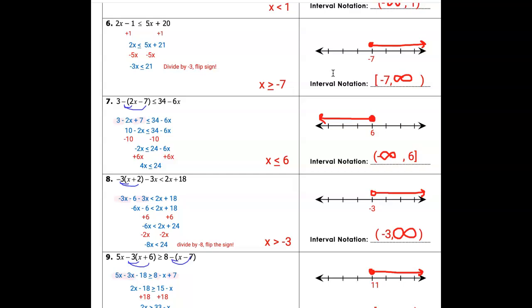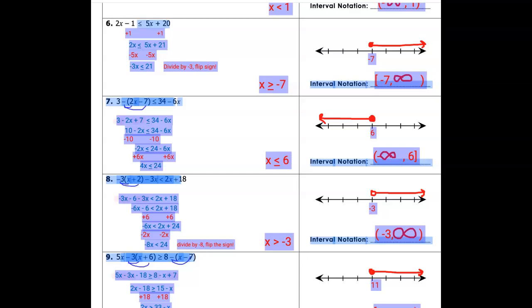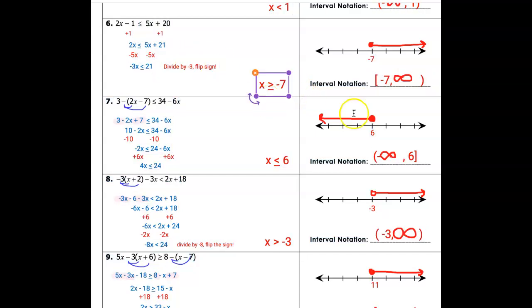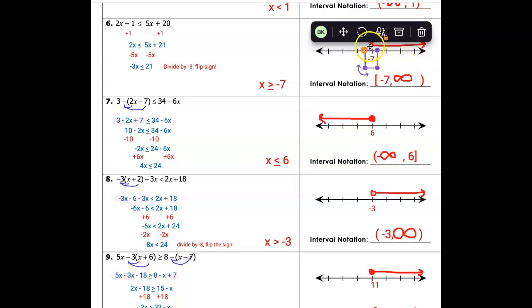Number 6, same idea. We had to move all the numbers to the right, all the variables to the left, and then because we are dividing by a negative 3, we end up flipping the sign. So it goes from the less than sign to the greater than sign. We end up with x is greater than or equal to negative 7. So we start at negative 7, fill in the circle, goes to the right forever, and since the negative 7 is included, we put a bracket around that, and then we go to positive infinity.